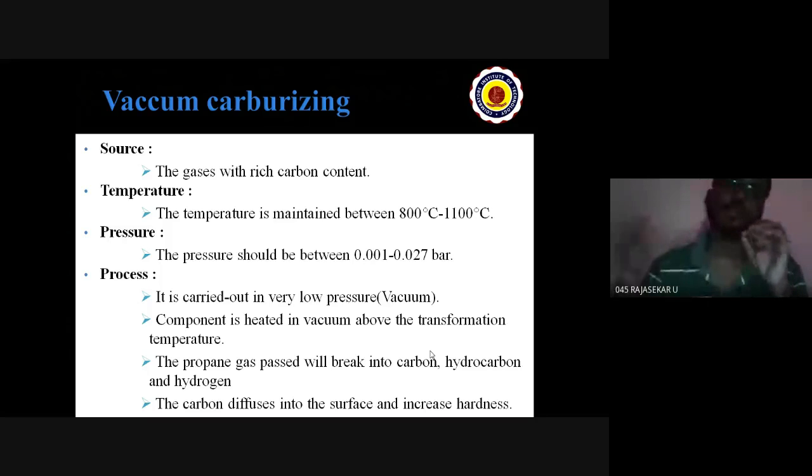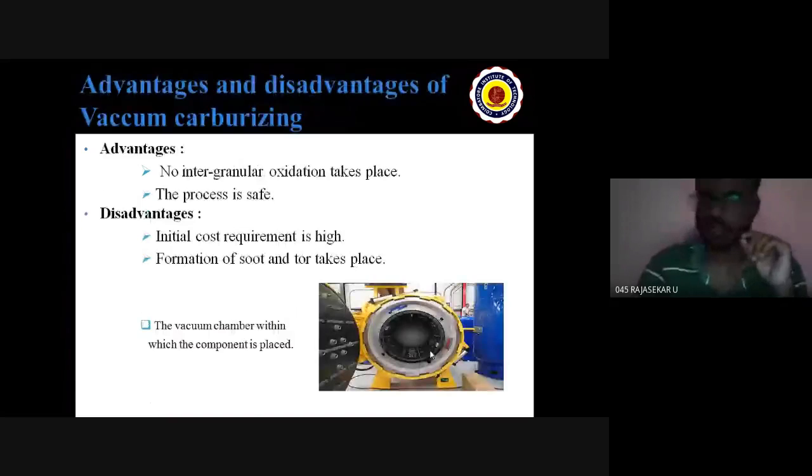The carbon diffuses into the surface of the component and into the furnace. The remaining gases will be compressed. Then the advantages and disadvantages of vacuum carburizing. The advantage is that no intergranular oxidation takes place.